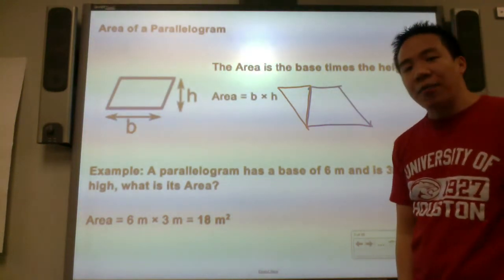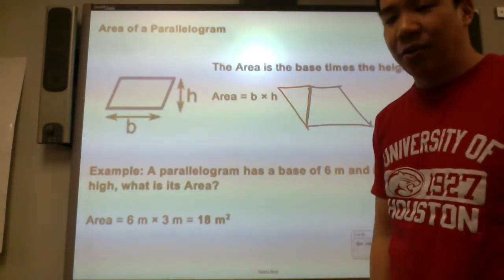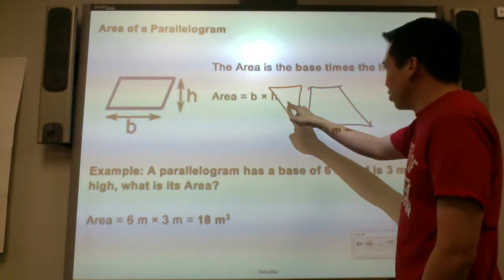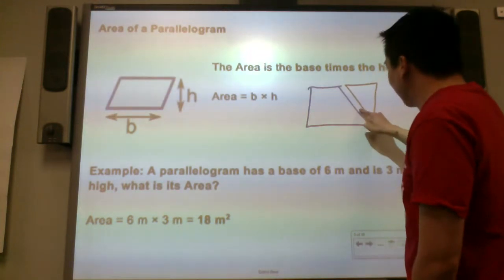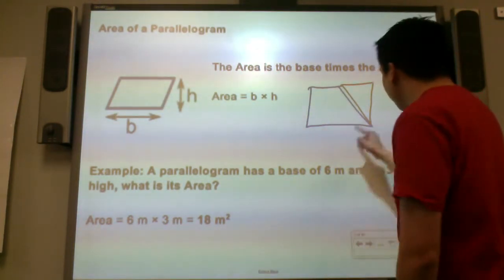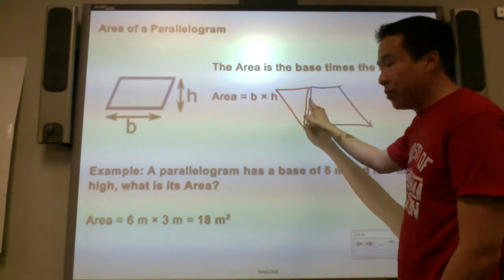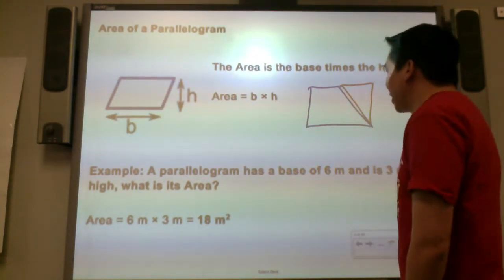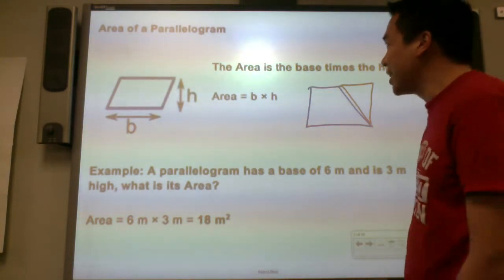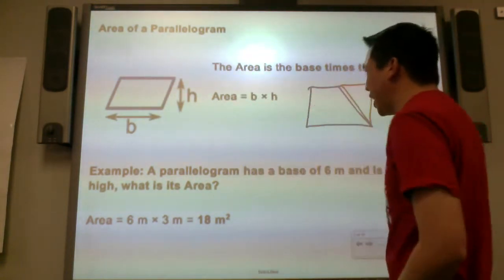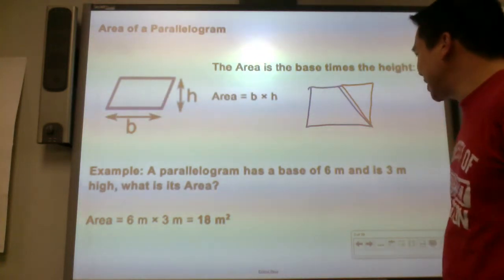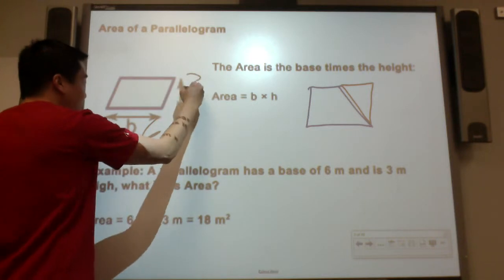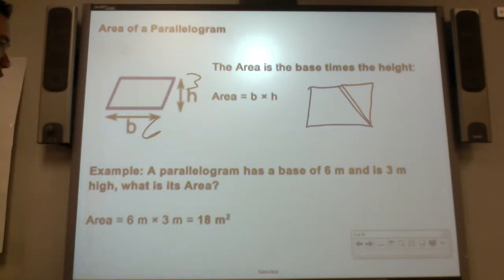So a parallelogram is a form of a rectangle. As I always say, it's like a lopsided rectangle. Let's see it again. If I return it back to here, you have a rectangle, and now you have a parallelogram. So finding the area of a parallelogram is the same as a rectangle. It's base times height. So a parallelogram has a base of 6 and a height of 3. What is the area? 18 square meters.